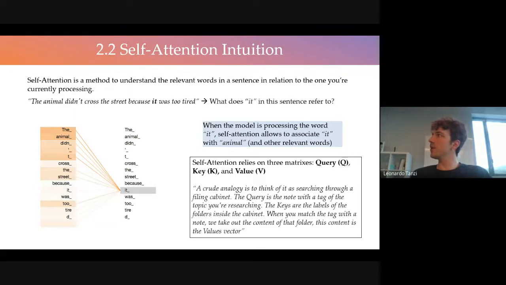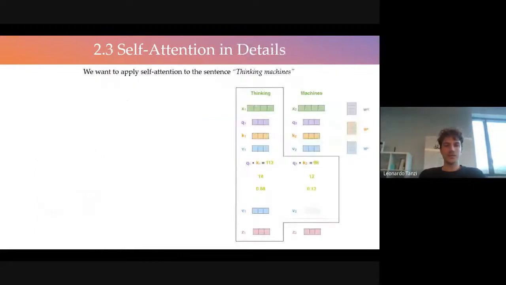Maybe I can give you an analogy. You can think of it as searching through a filing cabinet. The query, if we are processing the word it, is the note with a tag of the topic we are researching. We are searching through the file cabinet and we look at the keys, which are the labels of all the folders inside the cabinet. When we match the tag with the note, we take out the content, and that's the values vector. So that's the general idea of how query, key and value work. But then I'm going to explain a little bit more in depth.